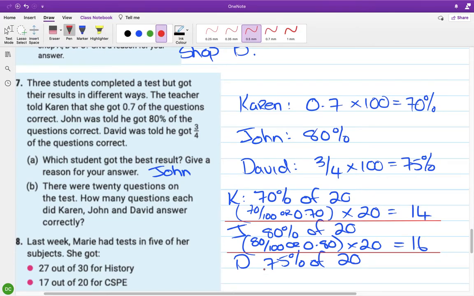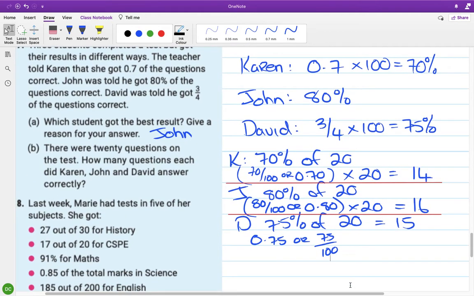Sorry, and then what was the last fellow's name? David got 75. So I'm going to go 0.75 multiplied by 20, and he got 15 correct. You didn't have to do the 0.75 like I did. You could have done 75 over 100. So fraction or decimal. So Karen got 14, John got 16, David got 15.